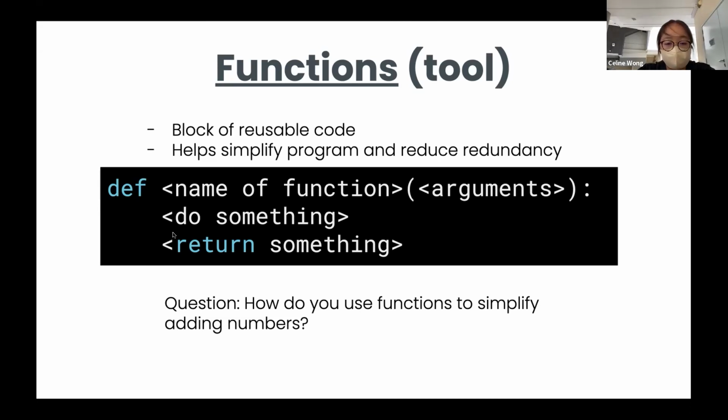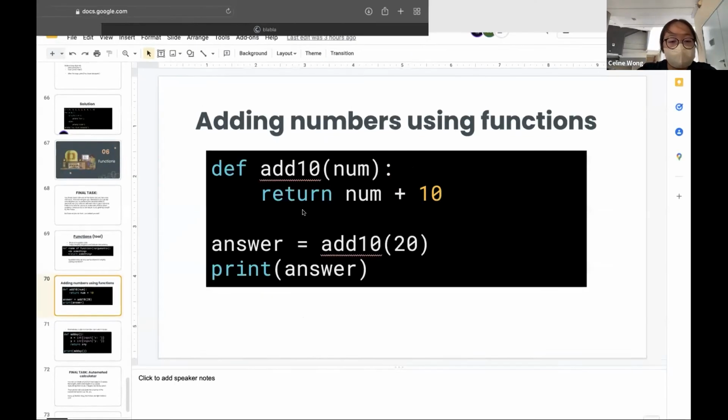Some functions may also have a return statement. A return statement is a special statement that you can use in a function, and what it does is that it returns the function's result to the caller. Again, I'll demonstrate what I mean by this later. Okay, so now let's take a look at this example.